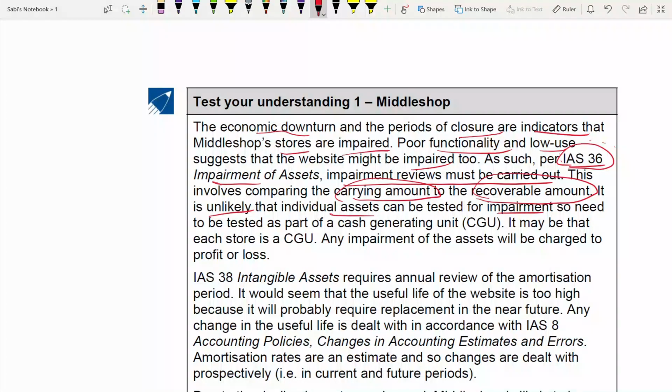So what do you need? You need a CGU, cash generating unit. You need to test this as a part of a cash generating unit. It may be that each store is a cash generating unit. So any impairment of assets, where does it go? Remember, you are talking about the financial reporting implications. So you need to talk about which places it will have an impact. So any impairment of assets, where do you record? In the profit and loss account.